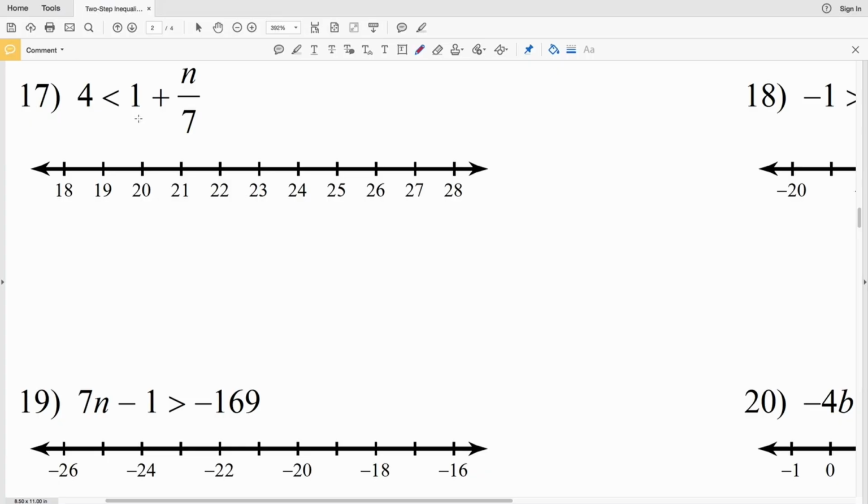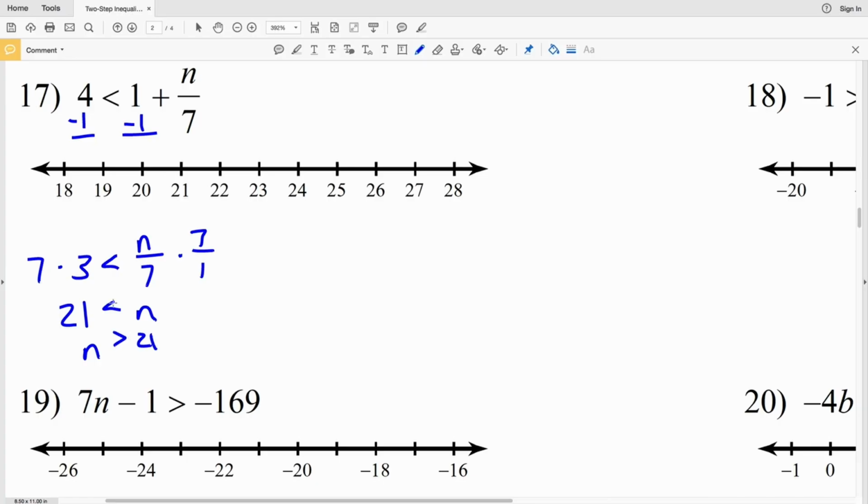In this video, we're going to finish up the two-step inequality worksheet on Kuta Software. We're going to start by subtracting 1 from each side of the inequality. Whatever we do to the right, we do to the left, and vice versa. So this is going to be 3 is less than n over 7. Then we're going to multiply by 7 over 1 to isolate the n, which is the same as multiplying by a whole number 7. 7 times 3 is 21, so we have 21 is less than n. You could also rewrite this as n is greater than 21, remembering to keep the inequality sign oriented the correct way.